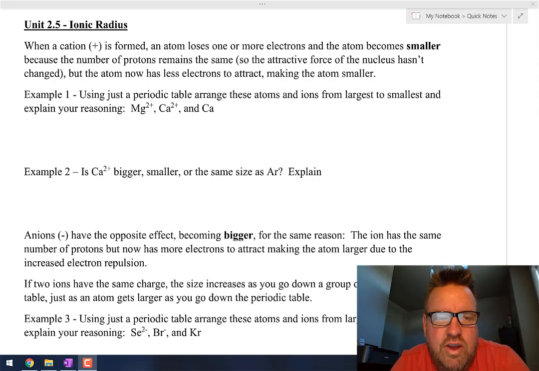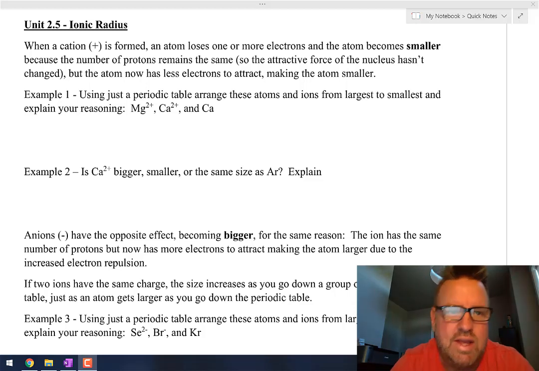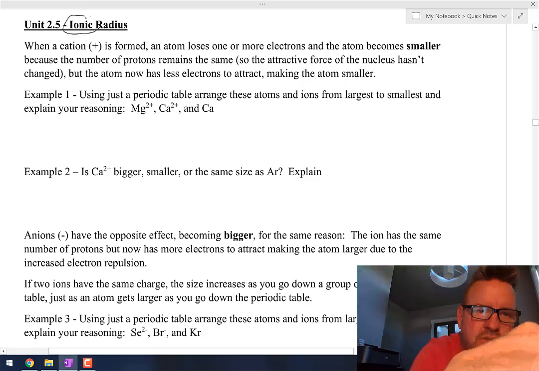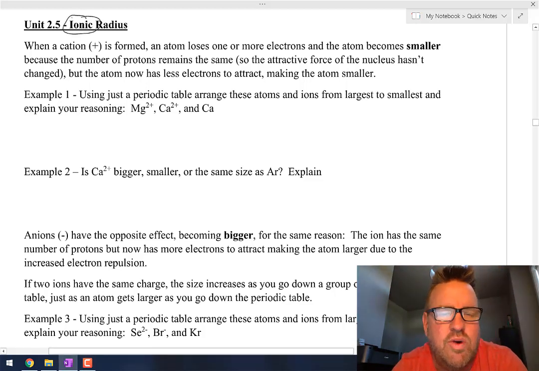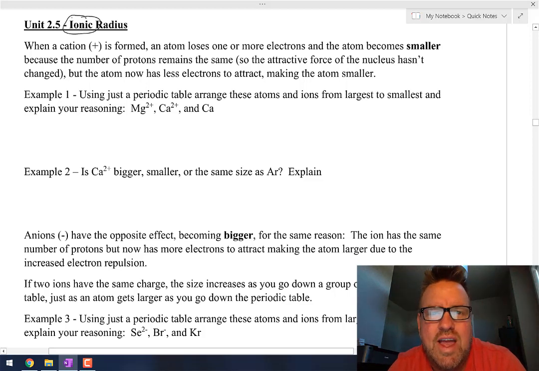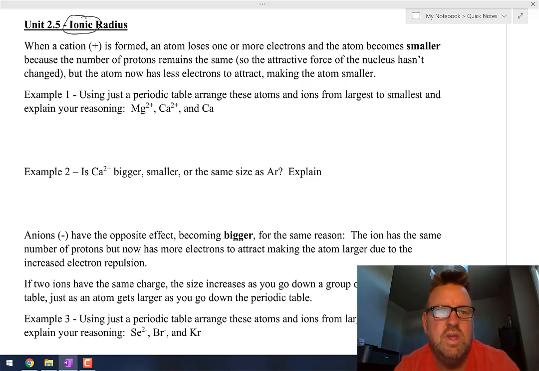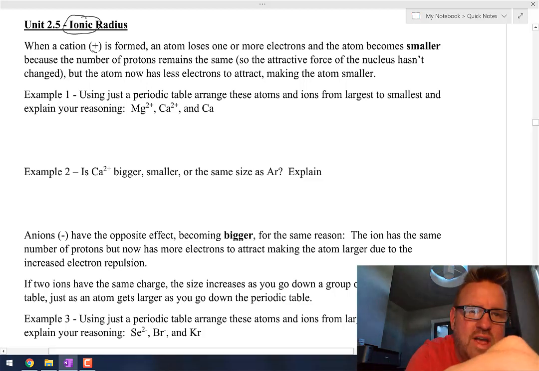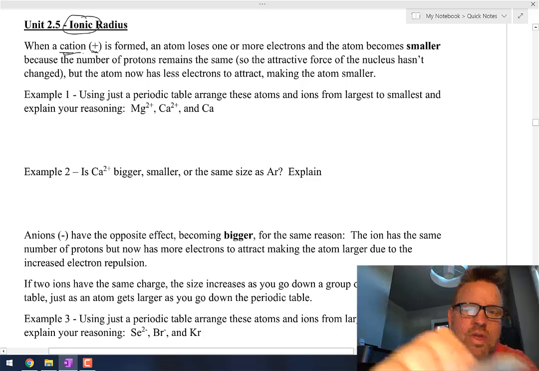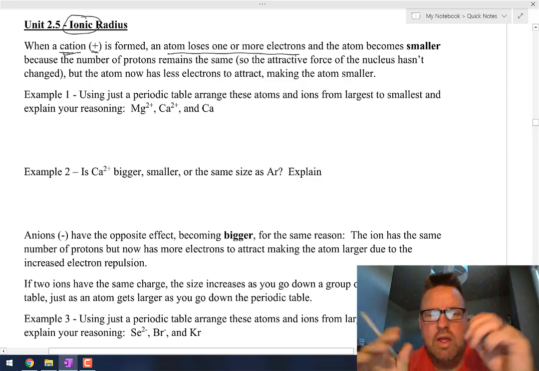In our previous video, we talked about the atomic radius, which talks about the size of the atom. Now we're going to talk about what's called the ionic radius, which is very similar to the atomic radius, but an ion, as we've learned, is something that has a charge associated with it. So either an atom has gained electrons or it has lost electrons. When a positive ion has been formed, a cation, we know that the atom will have lost one or more electrons.